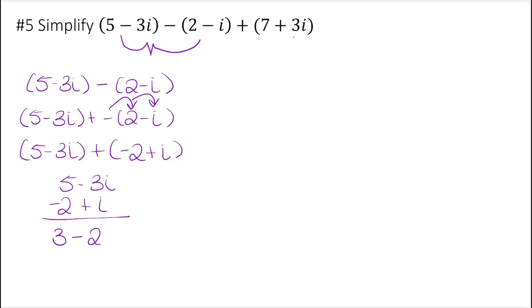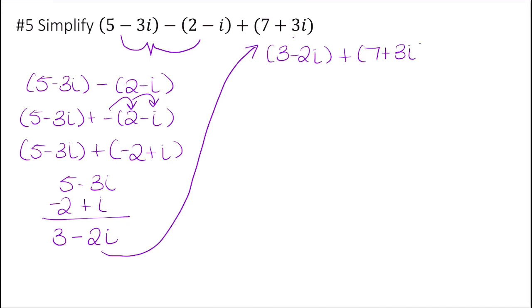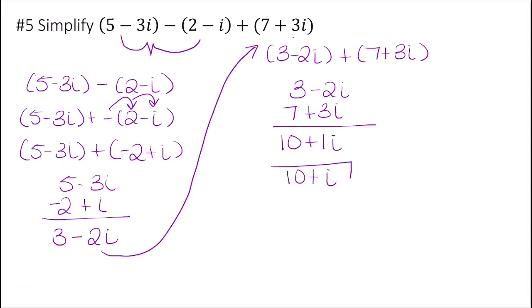and then negative 3i plus i gives me minus 2i. Now I'm going to take this 3 minus 2i and combine it with the 7 plus 3i. So I have 3 minus 2i plus 7 plus 3i. I'm just going to write everything all lined up. So I have 3 minus 2i and then 7 plus 3i. 3 plus 7 is 10. Minus 2i plus 3i, that's plus 1i. But remember, we usually don't write coefficients of 1, so I'm just going to write this as 10 plus i.